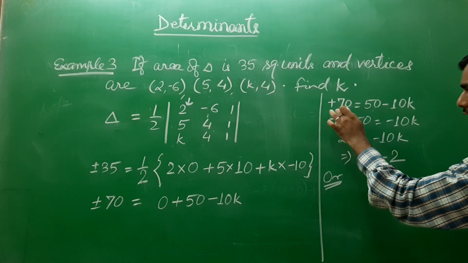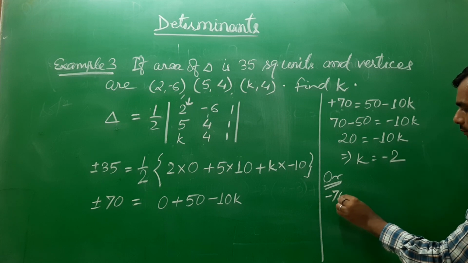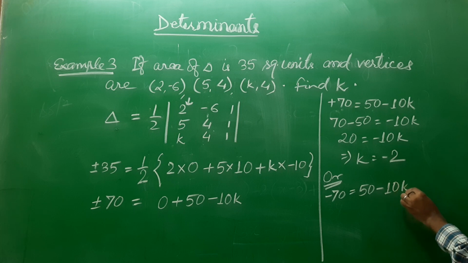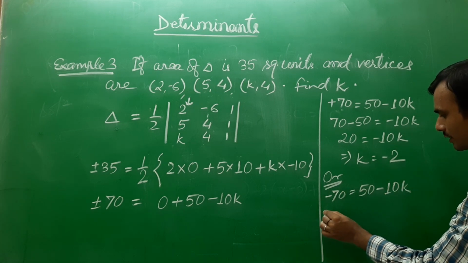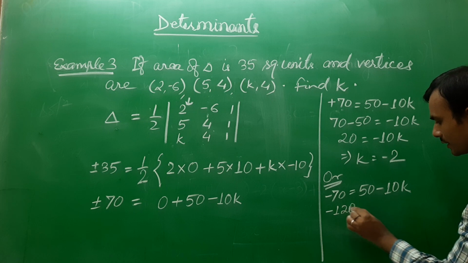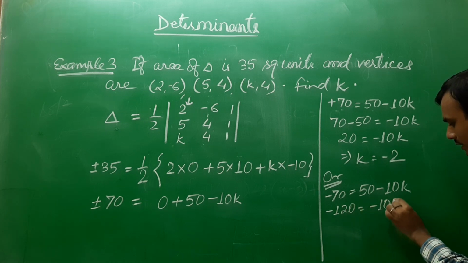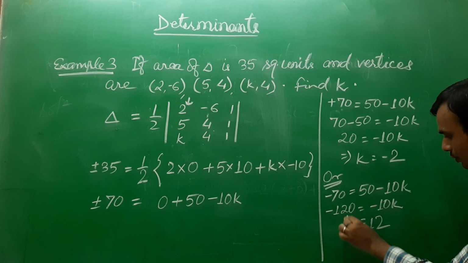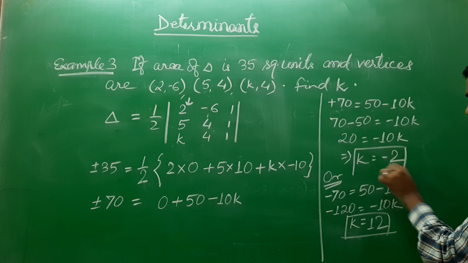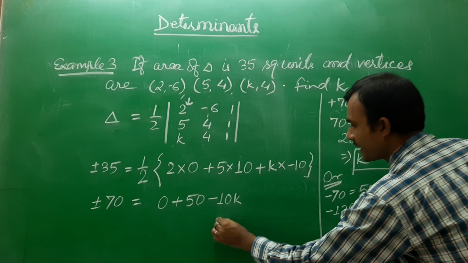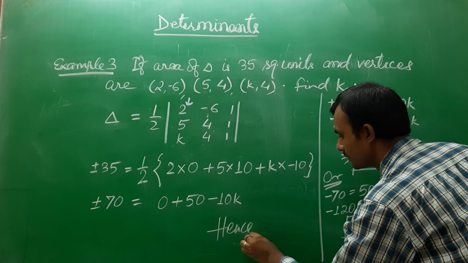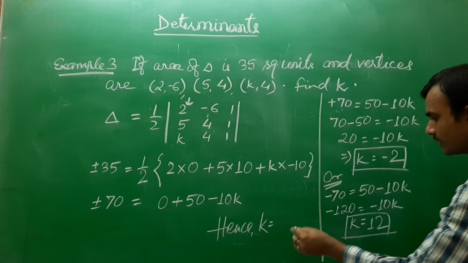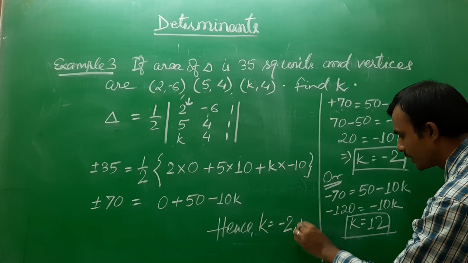Or now if minus 70, -70 equals 50 minus 10K. So this is -120 equals -10K, or K equals 12. So we have these two values. Hence K equals, both the values are applicable there, -2 or 12.